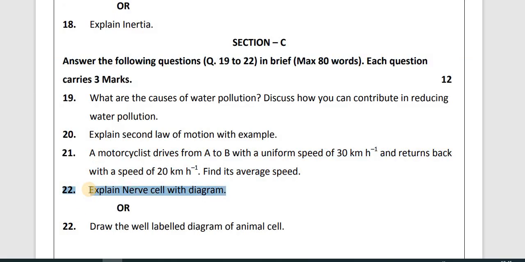Question number 22: explain the nerve cell with a diagram. Here we have to draw the diagram of the nerve cell, and then describe its parts. As we know, the nerve cell is divided into mainly three parts: dendrites, cell body, and the axon. Those parts we have to draw and describe. Let's see.